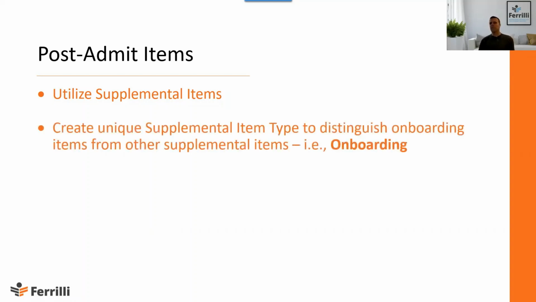In order to keep things straight in the system, though, we don't really want to muddy the water with these post-admit items with the application items. So what we're going to do is create a unique supplemental item type to clearly distinguish these onboarding or these post-admit items from the other supplemental items. In this particular case, and you'll see it throughout the presentation, we refer to these as onboarding items, but these could be enrollment items or post-admit items or whatever name you want to give it. It's just a way to distinguish it and to keep those lists separate.